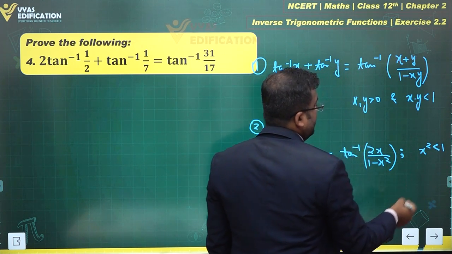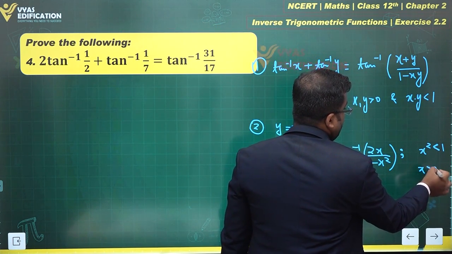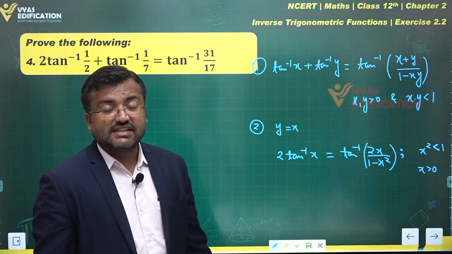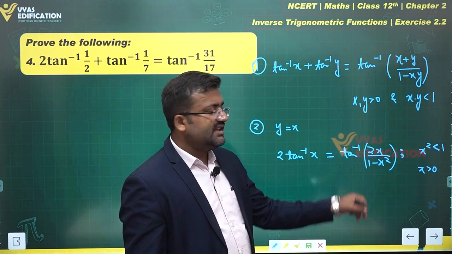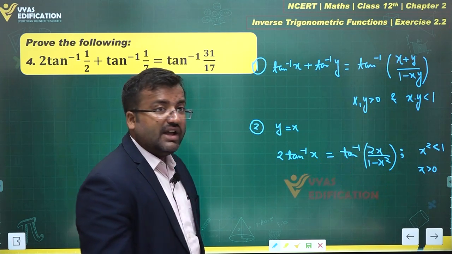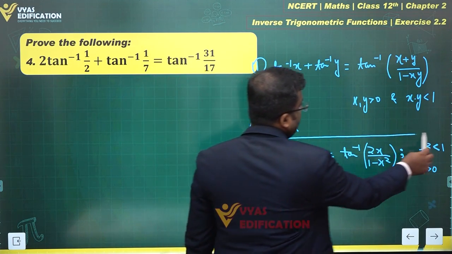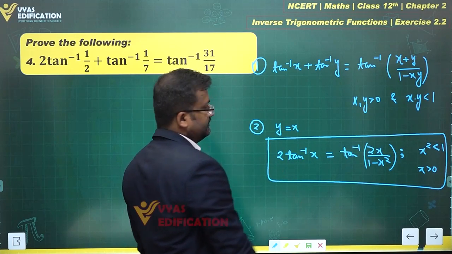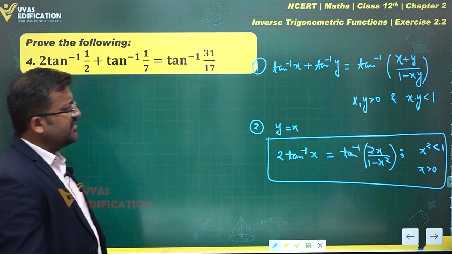Less than 1, and you can also say that x is greater than 0. This is what you can say, right? Since there is only an x involved, there is x greater than 0 and x square is less than 1. This is what you have. This is the next result, right? Is that okay? That's pretty much okay.